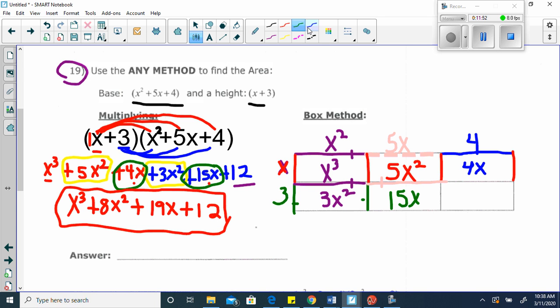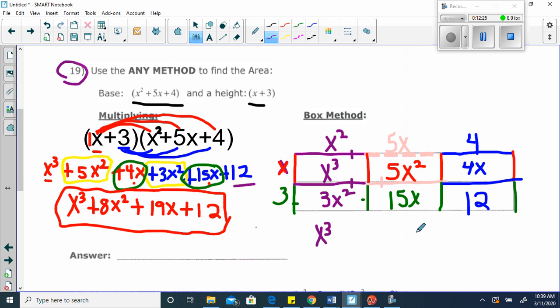And lastly, we have 3 here, once again, from this side, bring it all the way over, times 4 from this side. So 3 times 4 is 12. Now, what's nice about the box method is you can combine them all right now if you want. I see it's clear here that my highest degree is x cubed.